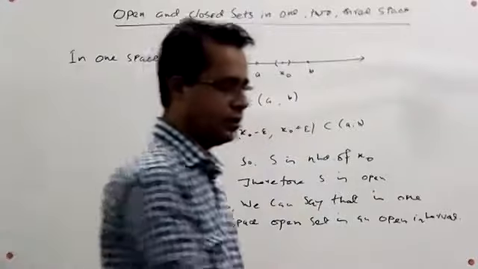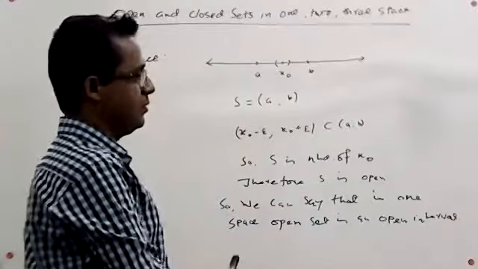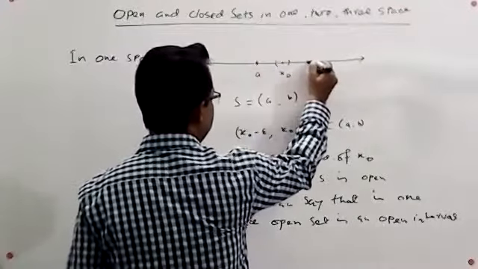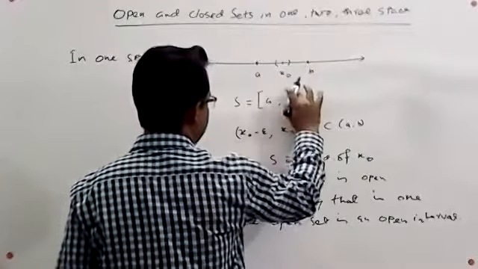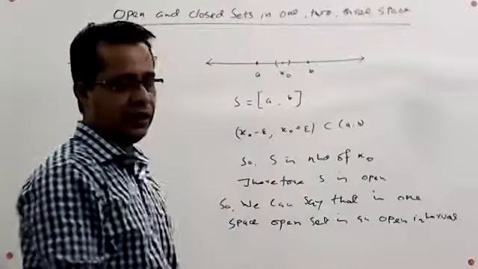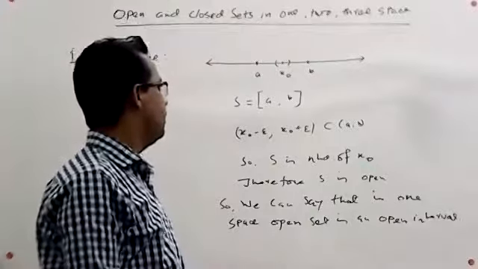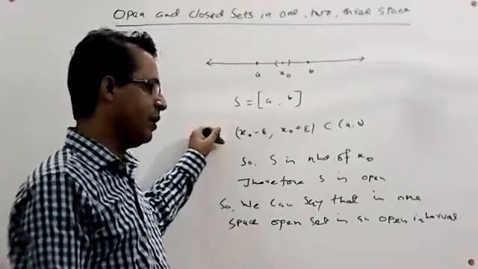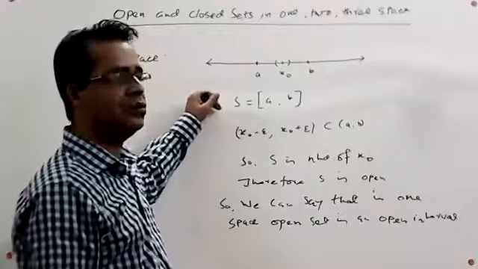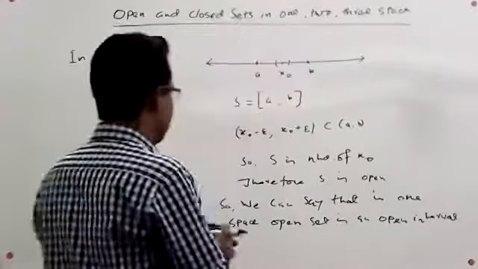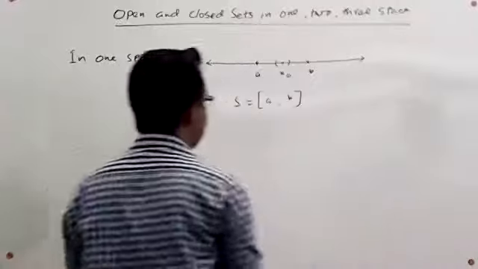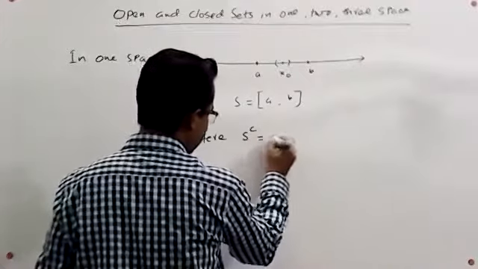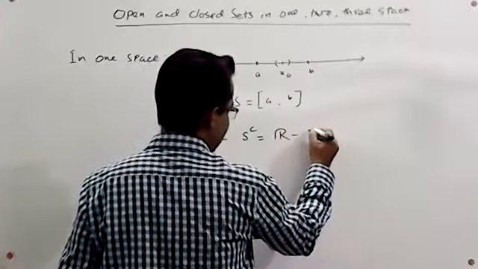Now we'll try to discuss closed set in one space. For this, we can consider the same interval including the points A and B. That is, we consider a set which contains the points in between A and B, including A and B. In that case, we will have to check the complement of S. If complement of S is open, then by definition we can say that S is a closed set. So we have to consider the complement of S, which is equal to all real numbers except the elements of S.